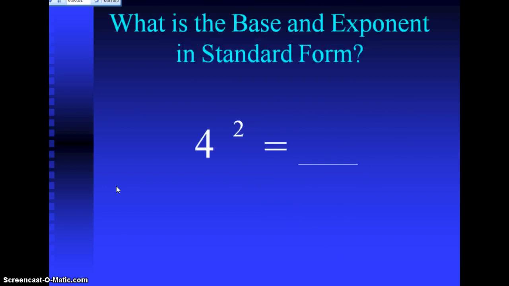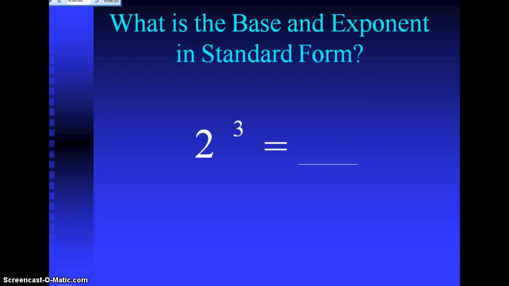What is the base and the exponent in this standard form? In your books, they might ask you to write each power as a product of the same factor. Remember, our factors are our numbers that we multiply together. And then it'll say, find the value. So in this case, 4 squared would be, think in your head, 16, because it is 4 times 4, which equals 16.